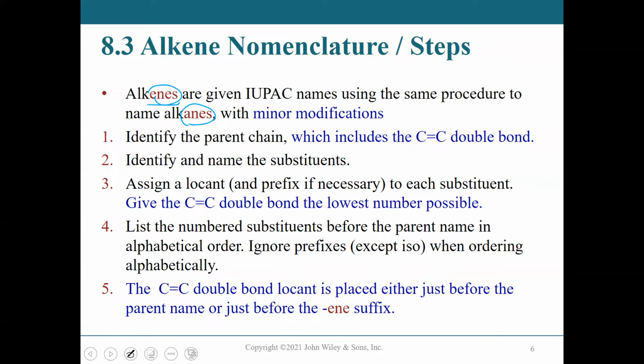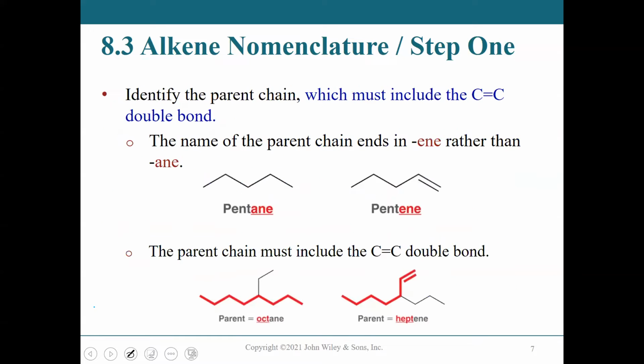Butene, butyne, right? So the ending is the only thing that changes, but the rules are exactly the same. So here are the rules, basically just brushing up on the rules, but let's go directly to the slide, to the meat of this particular section.